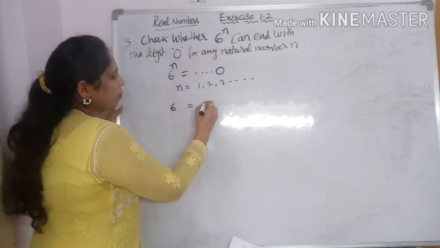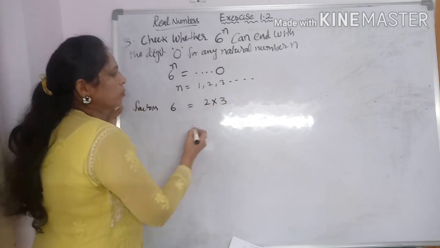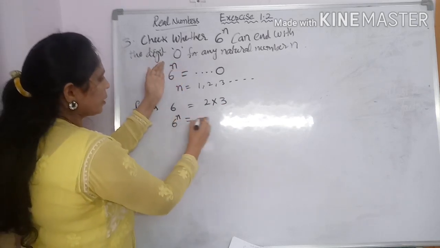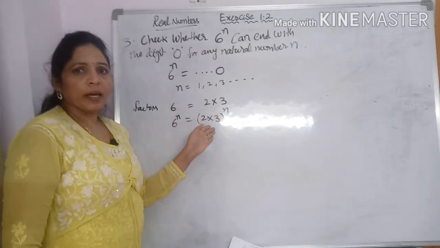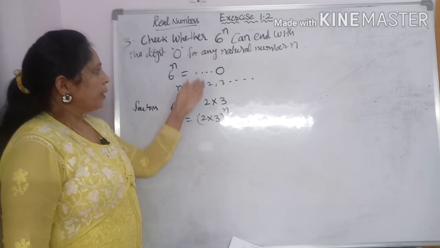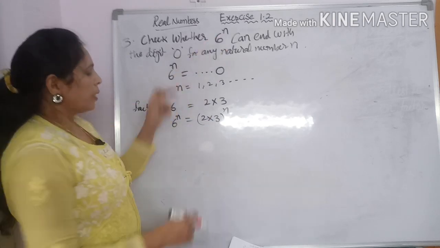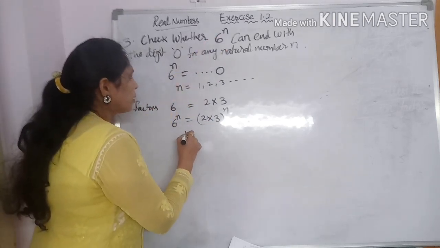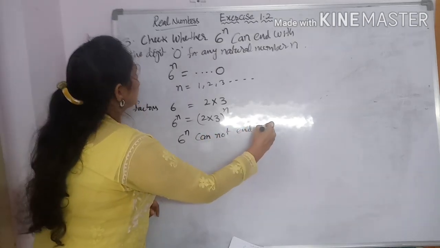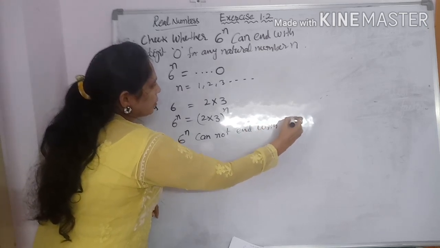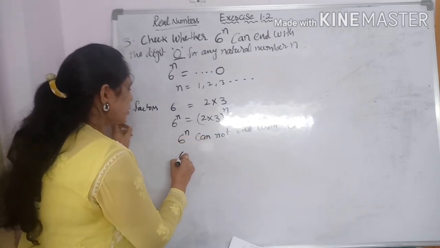Factors of 6: 6 is equal to 2 into 3. How can we write 6 power n? It is equal to (2 into 3) whole power n. There is no 5. How can it possibly end with 0? So this is not possible. 6 power n cannot end with the digit 0. Understood? Then what number does 6 power n end with?